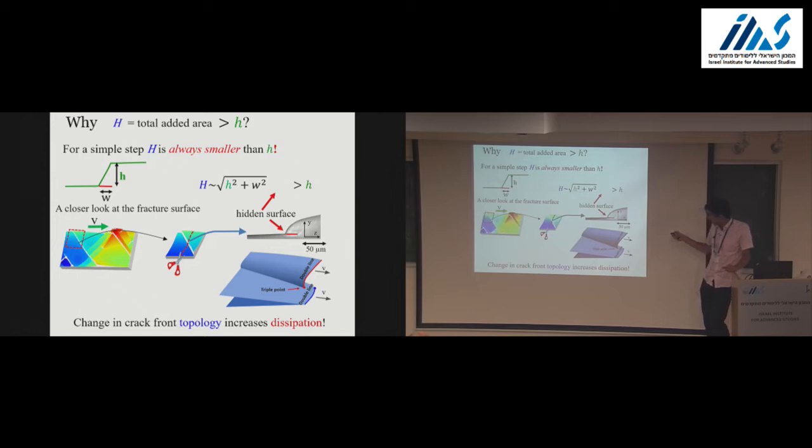So the way to explain this hidden surface formation is by changing topology of the crack front, as you might have guessed. And in this new topology, the crack front is separated into two branches which lag one behind another. And the lagging branch is connected to one of the faces of the advanced branch in a triple point, as you can see here.